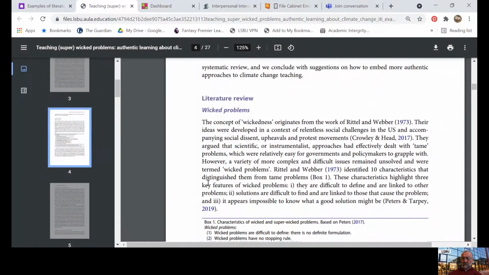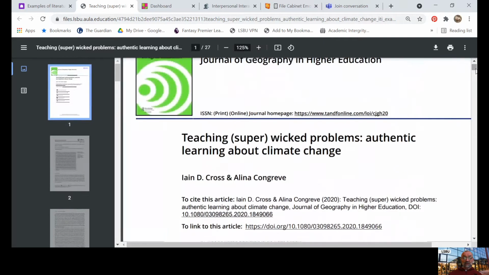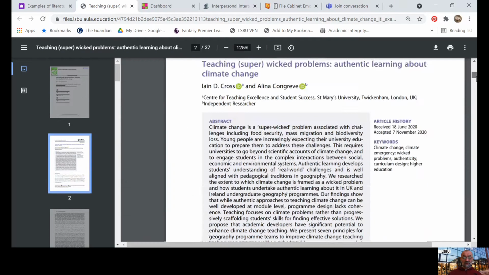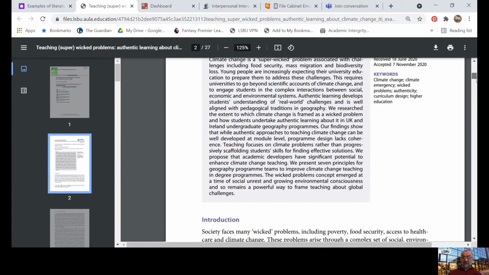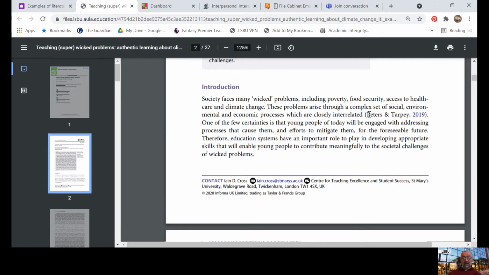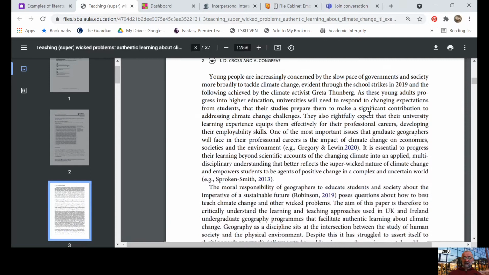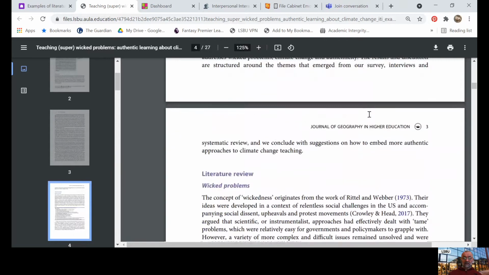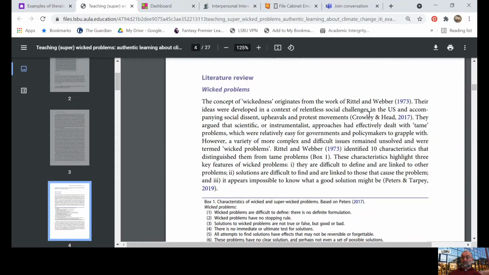This is a journal article on wicked problems, teaching super wicked problems, authentic learning about climate change. So you may be writing about this, but I'm not expecting you to write about this, but it's a good example in a published journal of a literature review. So as you can see here, you've got the normal structure of a journal article. You've got an introductory section, an introduction, and then if I just scroll down here, I arrive at the literature review section.